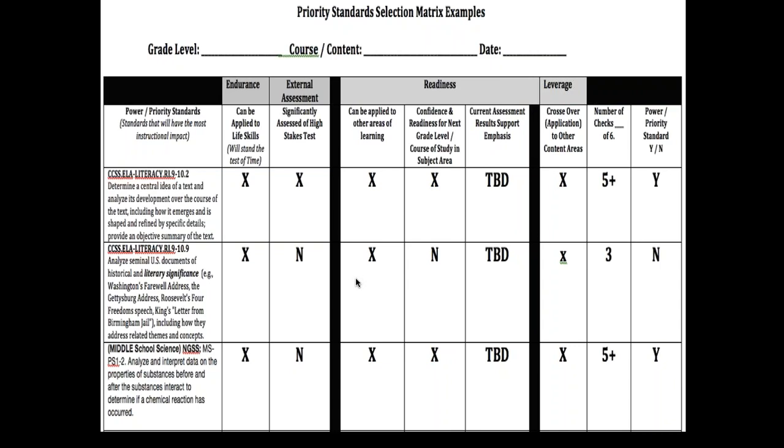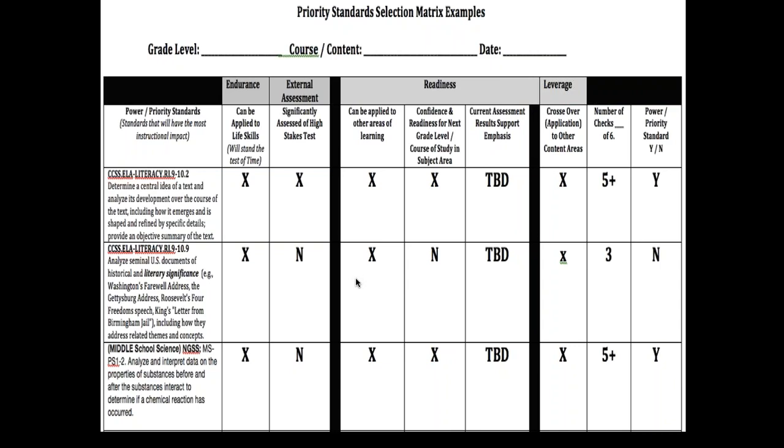This particular district that I worked with found that it was significantly assessed on high-stakes tests, in a Smarter Balanced state. It was also highly assessed in the PARCC states that I've worked with. Could it be applied to other levels of learning? Absolutely. As we progress through English language arts, that can be applied through reading informational text and reading literature text. Confidence and readiness for the next grade level: the teachers at the 9th and 10th grade level determined it's a pretty important one when students move towards grades 11 and 12. Current assessment results support emphasis.